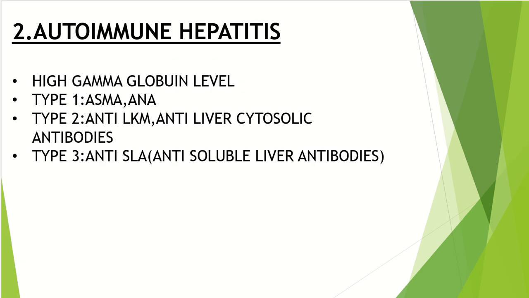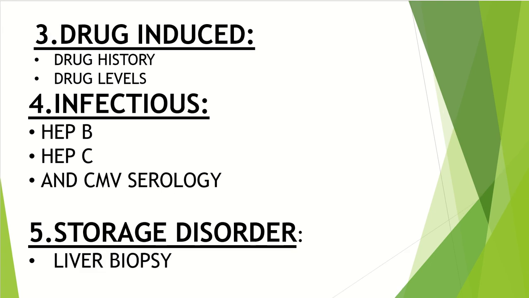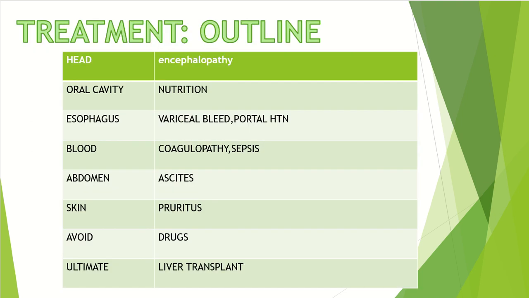For autoimmune hepatitis, we'll do some tests, which will show us a high gamma globulin level. In type 1, we'll do ASMA and ANA. In type 2, we'll do anti-LKM and anti-liver cytosolic antibodies, and in type 3, we'll do anti-SLA. In drug-induced, we'll go for the drug history and the drug levels. For infectious causes, we'll screen for Hep B, Hep C, and CMV serology. And for storage disorders, we'll do the liver biopsy.